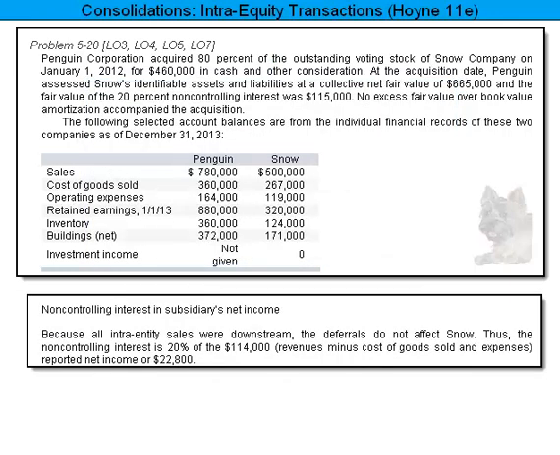And then finally, I want to show how you would compute the non-controlling interest in the subsidiary's net income. And you see that on the bottom of the screen. In this case, all the intra-entity sales were downstream, so there were no deferrals that impacted Snow. Therefore, the non-controlling interest is simply 20% of the 114,000. That's the revenues minus the cost of goods sold and expenses of the reported income, 22,800.